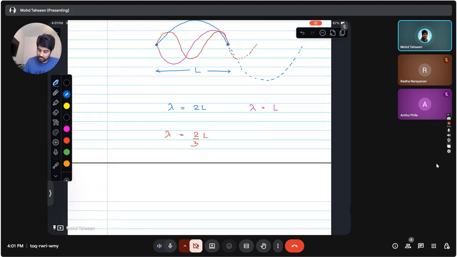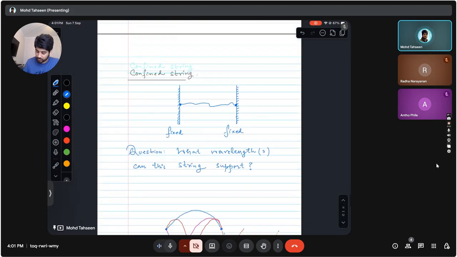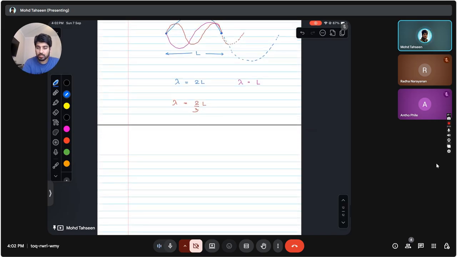Now in the first case, it would have supported any wavelength, right? But now it is supporting wavelengths which are some fractions or multiples of L. For example, between this 2L and L, it cannot support, let's say, 1.5L. It will only support either 2L or L. Now what has happened is this wavelength has been quantized. Earlier it was continuous, but because we confined the string, it got quantized. Quantized means it can only take on some discrete values.